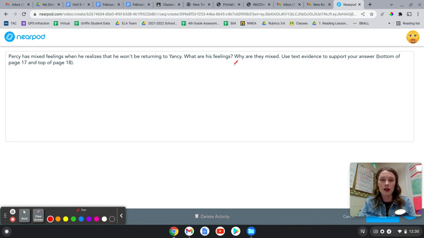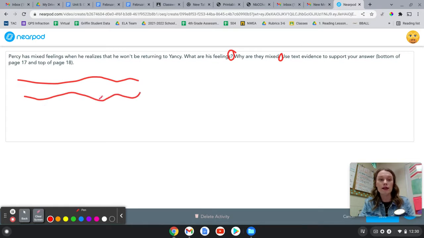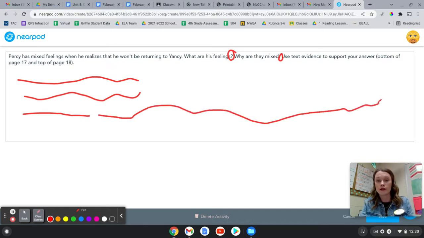So look at how many questions I have here. What are his feelings? Why are they mixed? So I want you to tell me Percy feels blank. They're mixed because... And then I want your sentence stem, in the text it said. And then I want good evidence from the passage, okay? So I should see a really good amount of words here when you turn this in to me.